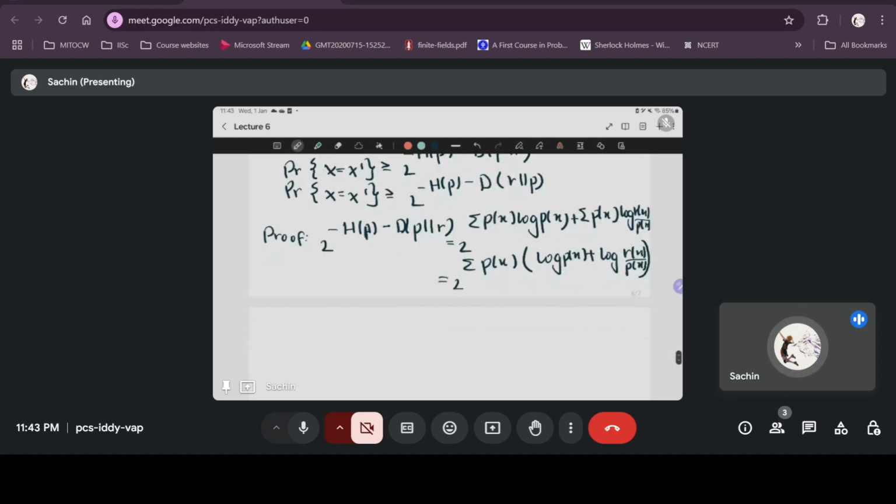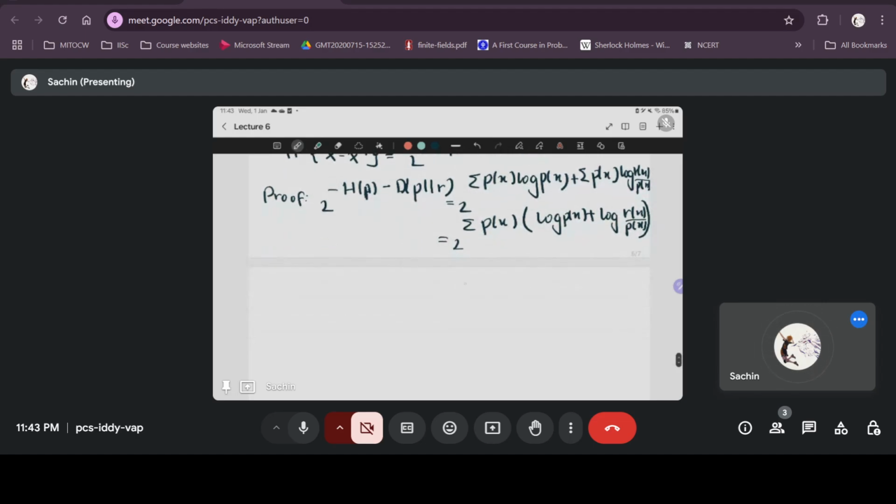So this is equal to log of p of x into r of x by p of x, which is nothing but log r of x. So this becomes summation p of x log r of x.